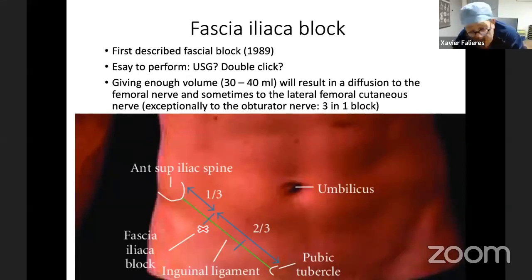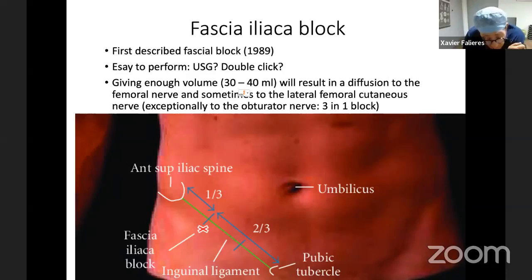nerve. Sometimes, I would say in 50%, to the lateral femoral cutaneous nerve, and exceptionally to the obturator nerve, but very exceptionally, because the branches of the obturator nerve are much more on the median side and very deep. So this one is as good as a femoral block when we see the literature, sometimes better due to the diffusion to the lateral femoral cutaneous nerve.